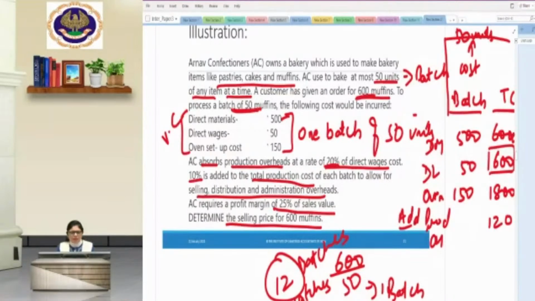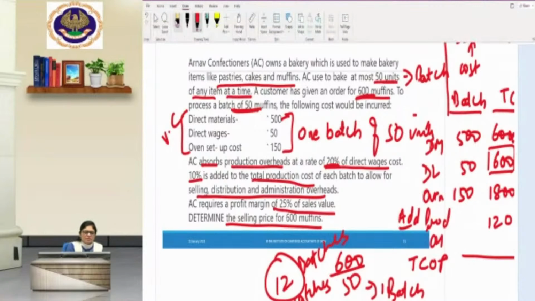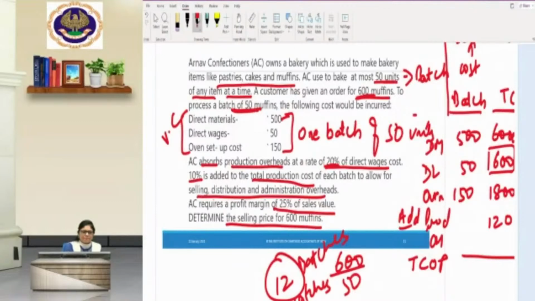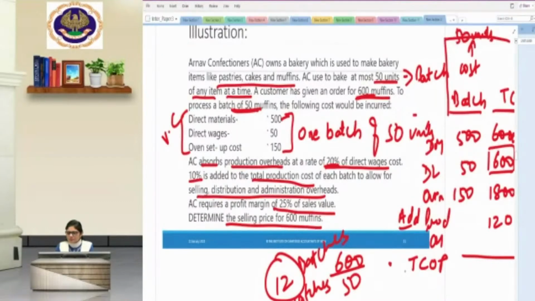All right. Till production overhead, you have the total cost of production. Calculate the total cost of production. Can you give me the total cost? 6,000 plus 600 plus 1,800 plus 120. I've got the answer. 8520 is the total cost of production.